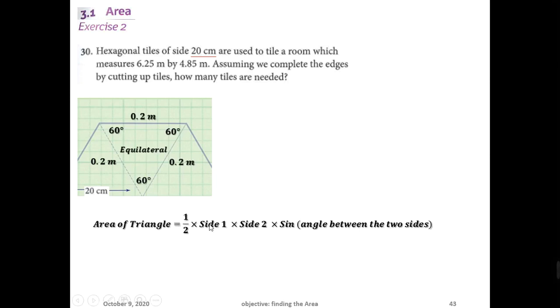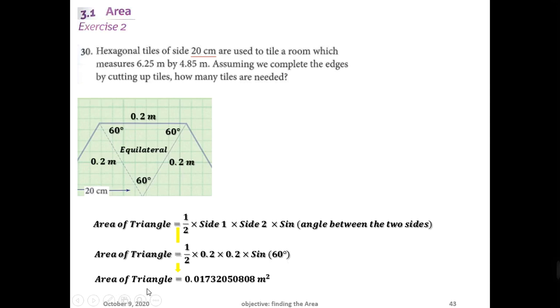So side 1 is 0.2 and side 2 is 0.2 as well, and the angle in between is 60. So if we substitute, it's going to be 1 over 2 times 0.2 times 0.2 times sine of 60. If you insert this in the calculator, the area of this triangle is 0.0173, and this is correct to three significant figures. So 1 is the first figure, 7 is the second, 3 is the third. You stop at the third figure, you look at the right.